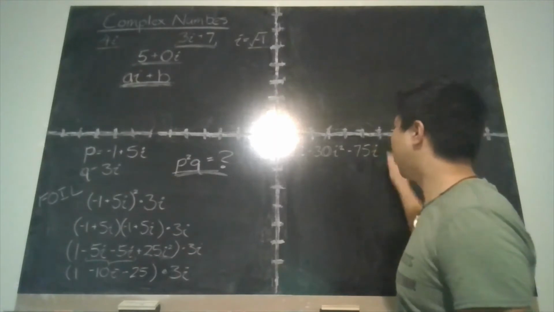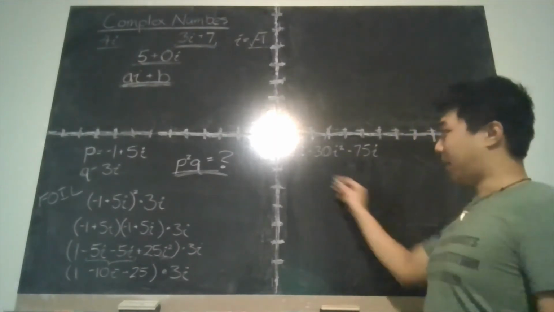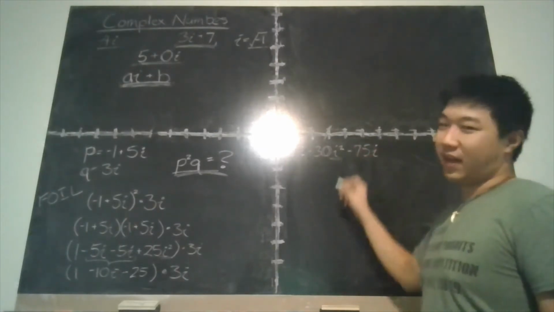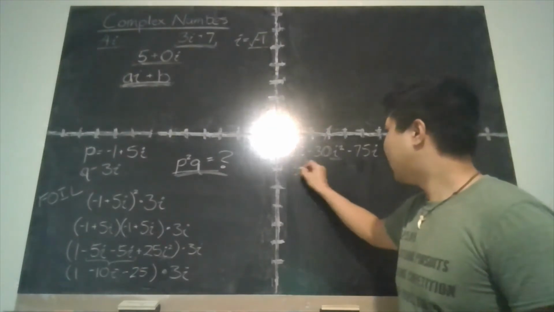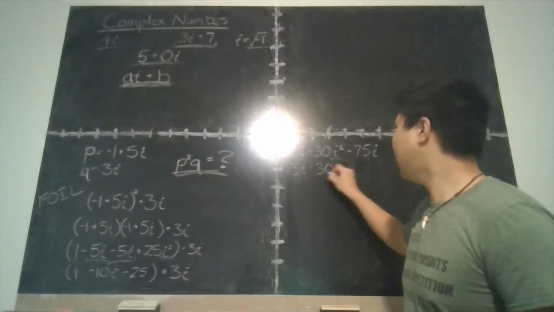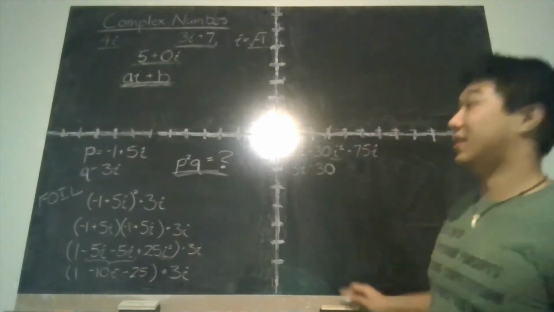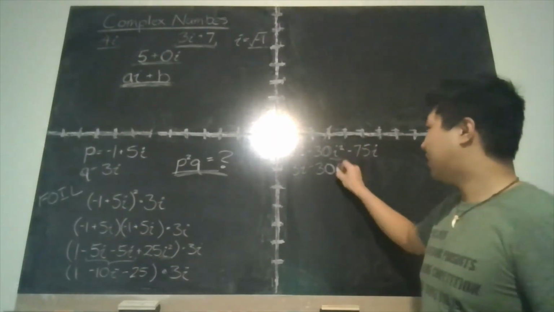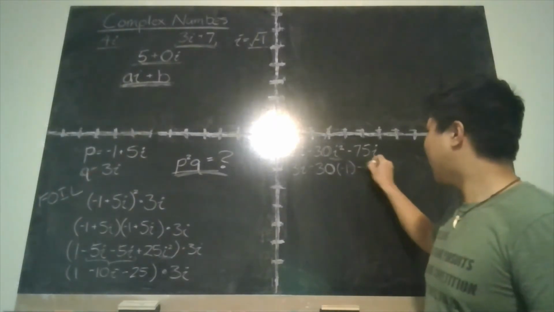So negative 75i. Remember, this is a power of i, therefore it can get simplified. So it's minus 30 times, and specifically for i squared, we remember that since i is the square root of negative 1, the square of i is just negative 1. And then we subtract 75i.